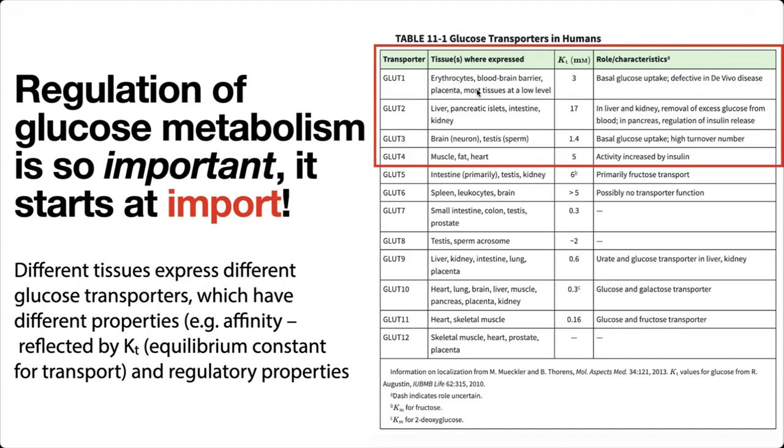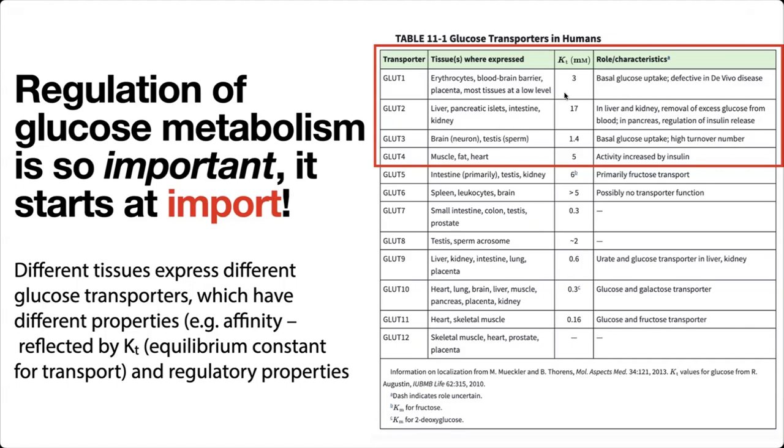This GLUT1 is basically, when it says basal glucose uptake, that's like your baseline, your all the time uptake. And so you can see you have a kind of medium affinity, and so you are going to be taking in the glucose, getting what you need.